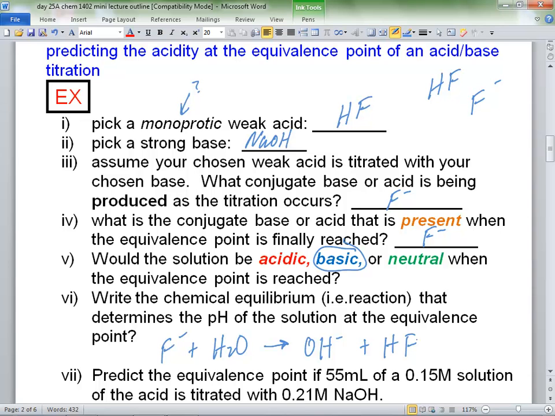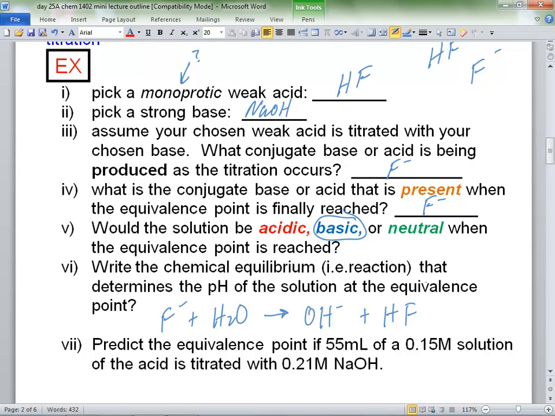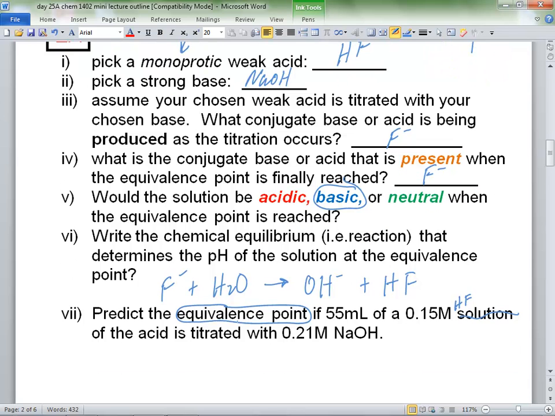Summer, here's one of our first calculations. Predict the equivalence point if 55 mils of a 0.15 molar solution of the acid, that HF, right, is titrated with 0.21 molar NaOH. Now let's ask Summer this. What are the units of your answer? What are they after? What are the units?